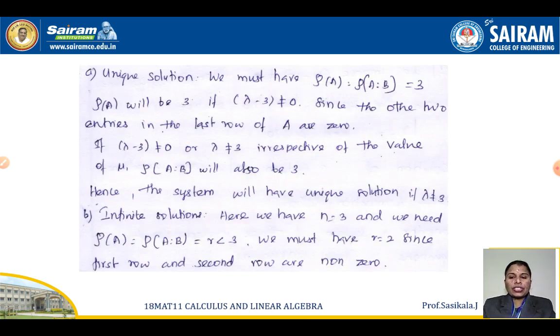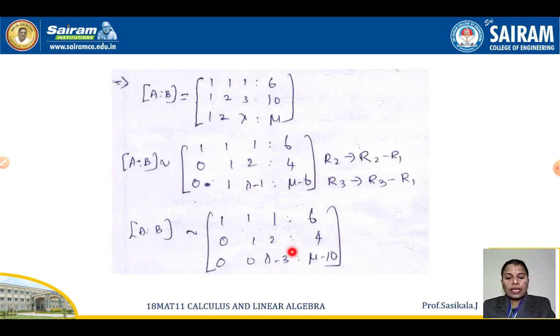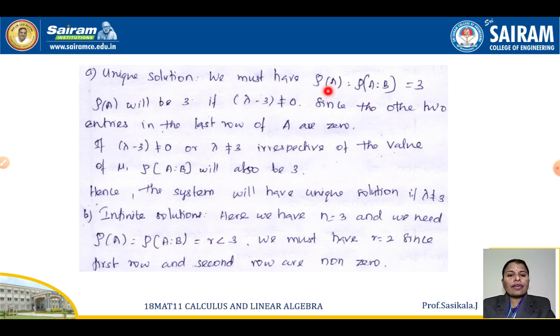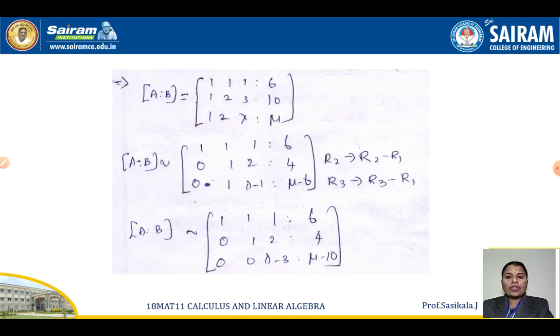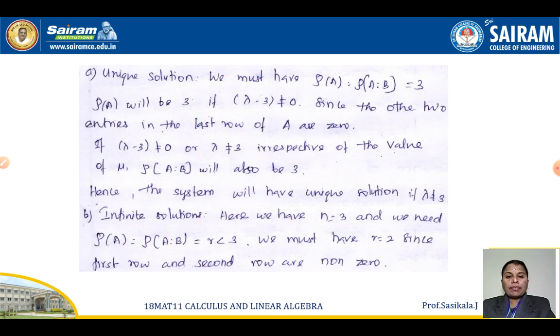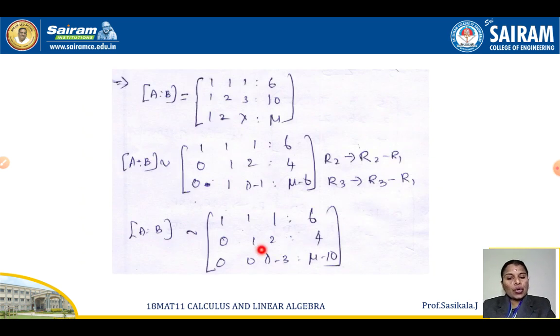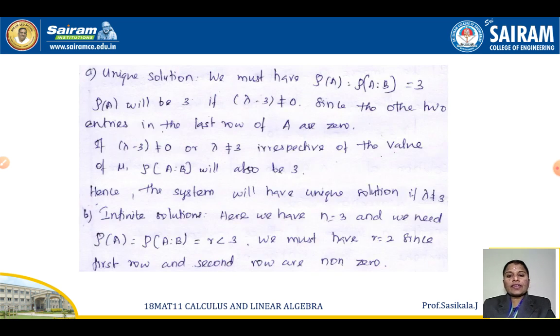As per the definition, what is a unique solution? The rank of A and rank of AB must equal the number of unknowns, which is 3 here. So rank of A and rank of AB should be 3, meaning all the rows should appear. That means lambda minus 3 should not be 0 and mu minus 10 also should not be 0. Then only I will get 3 non-zero rows. So for a unique solution we must have rank of A equal to rank of AB equal to 3.